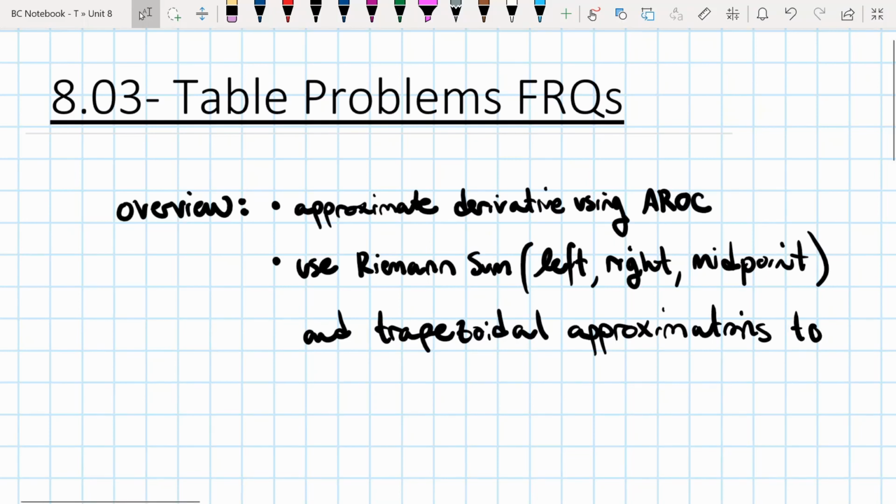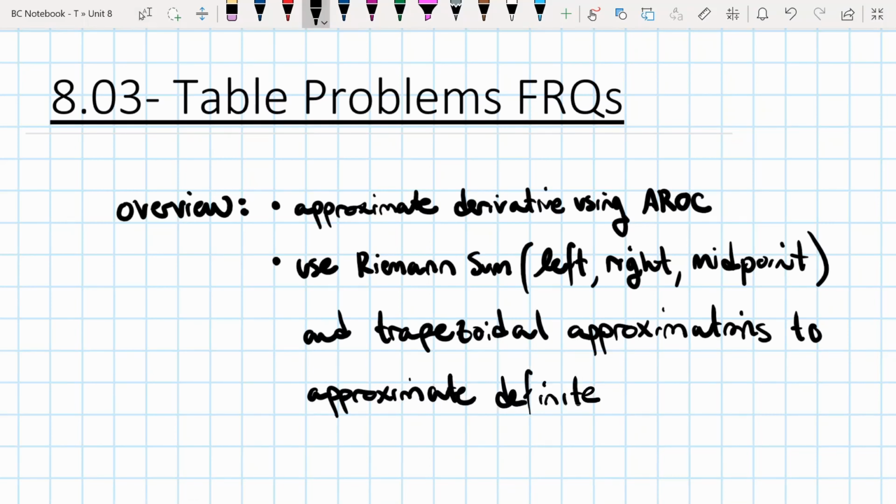So use Riemann sums and trapezoidal approximations to approximate a definite integral. So if you're asked to evaluate or approximate a definite integral of a table, this is what you're going to do, is you're going to use Riemann sums or a trapezoidal approximation.